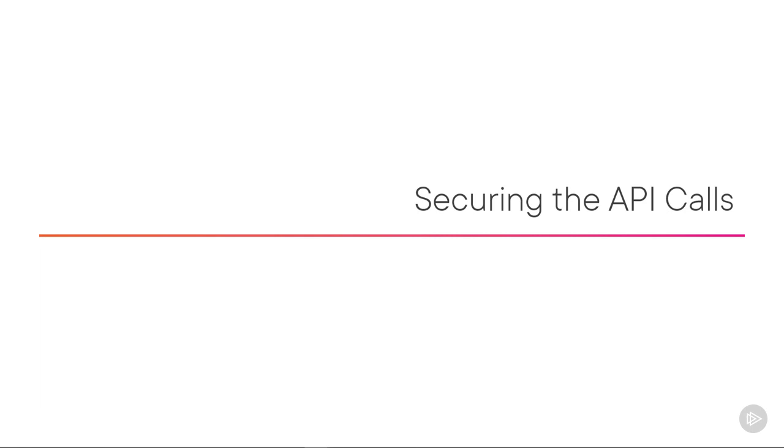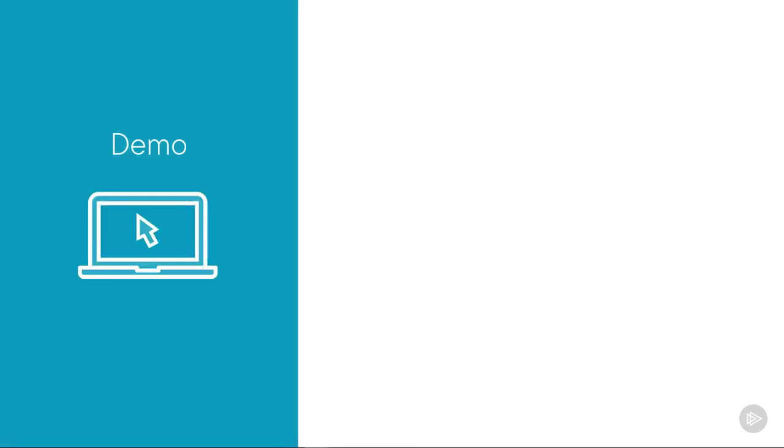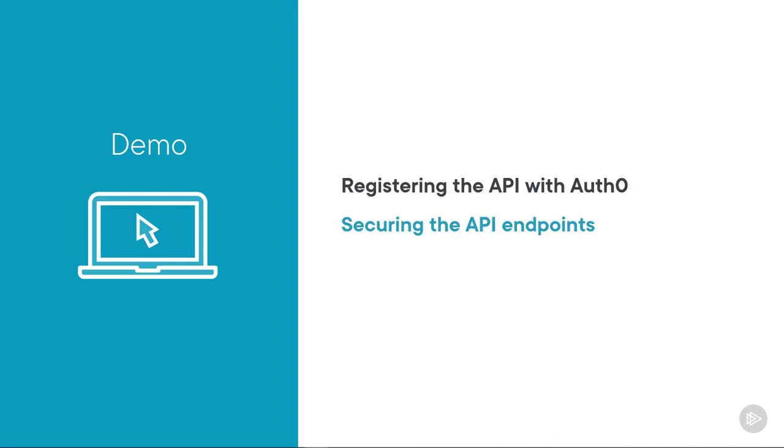In the last part, we will now introduce one more layer of security by securing the API calls. And this we'll do entirely in demos. First, I will head back to Auth0 and register my API there. In the second part of the demo, we will now configure our API endpoints in the application, and then we'll make changes so that the API calls are also authenticated.